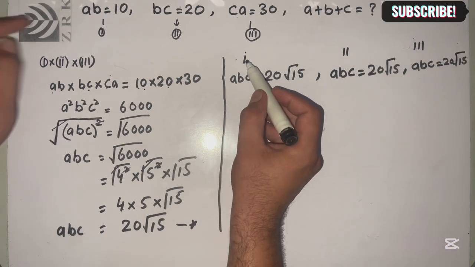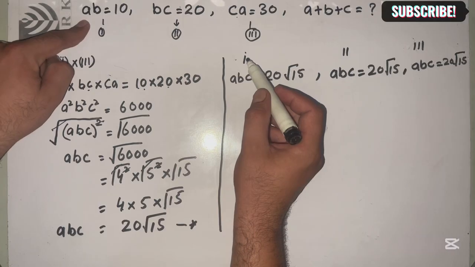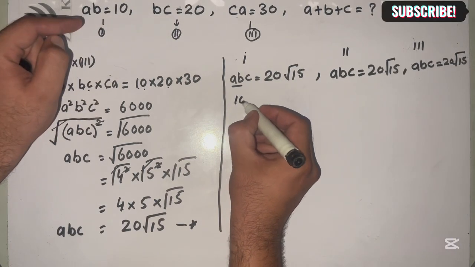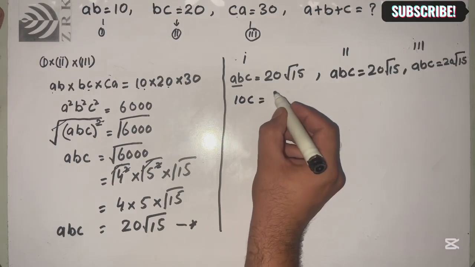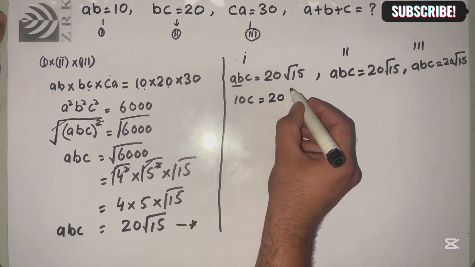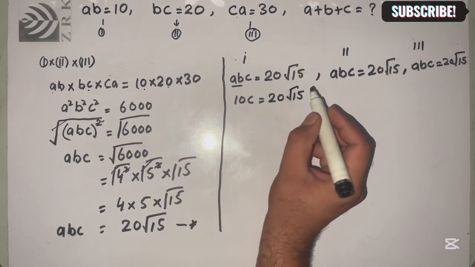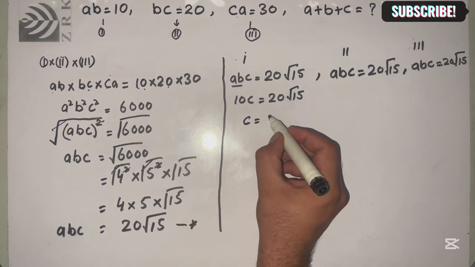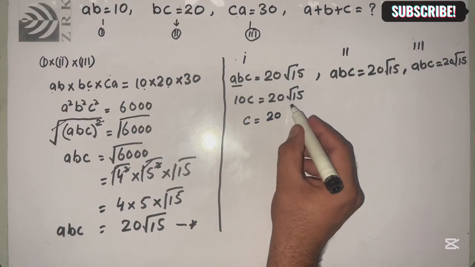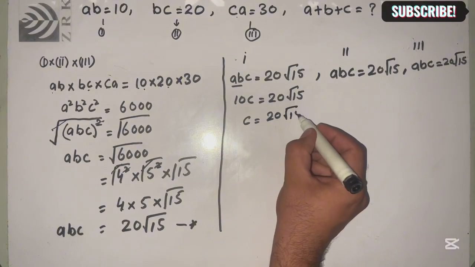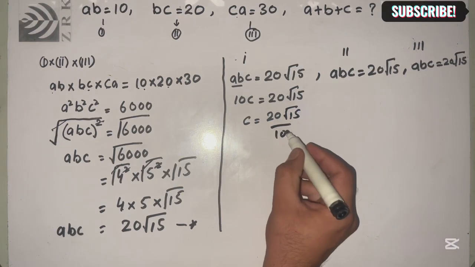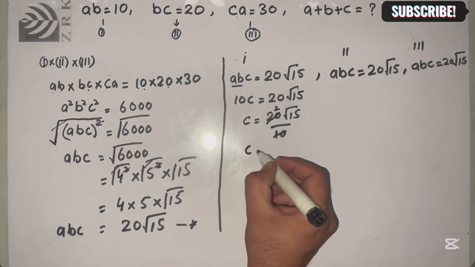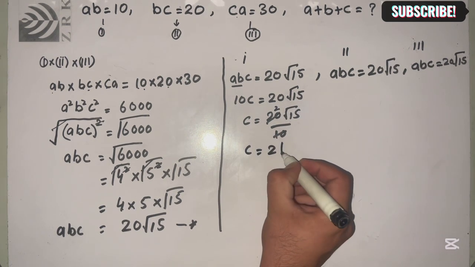Since according to the first equation, you can see that ab is equal to 10. Since we will put 10 here, it will become 10 times c is equal to 20 times 15 square root. And dividing both sides by 10, we will get that c is equal to 20 times 15 square root divided by 10. And this will cancel out, and we will get c is equal to 2 times 15 square root.